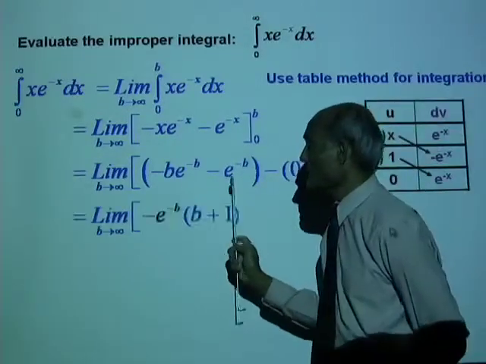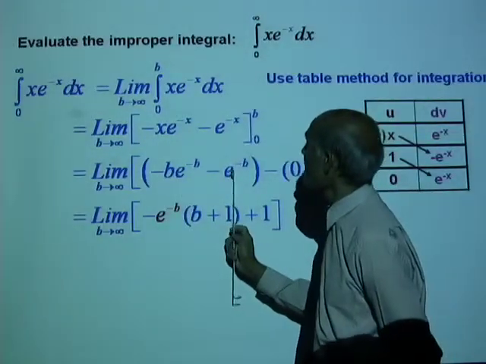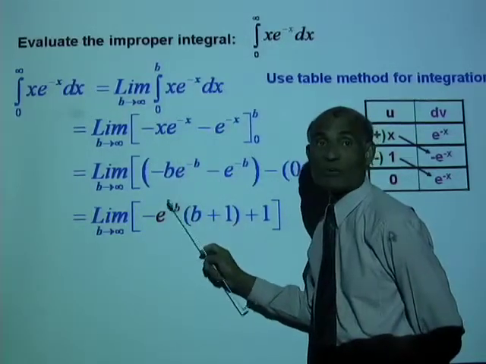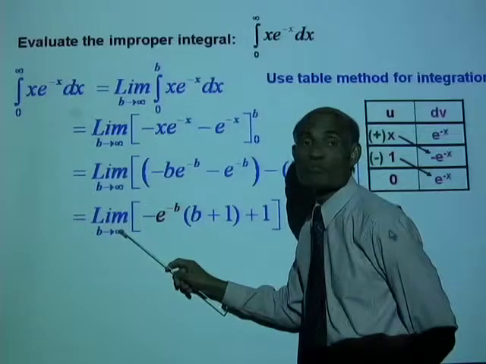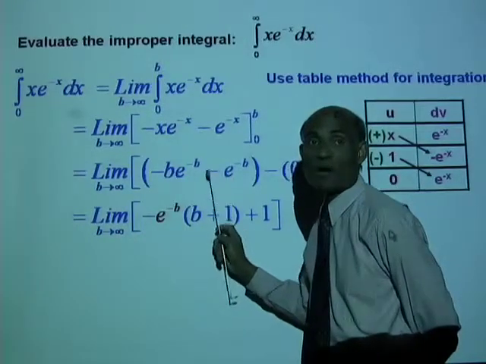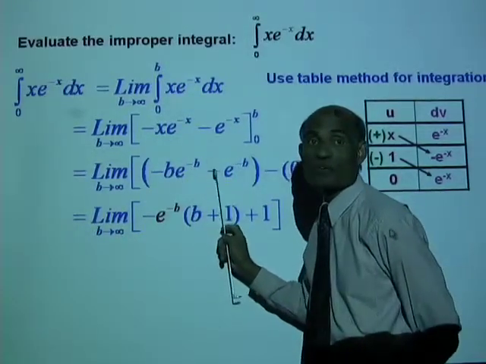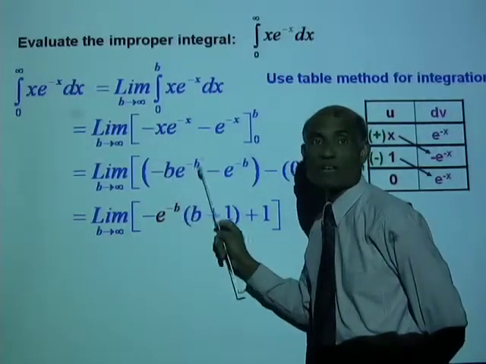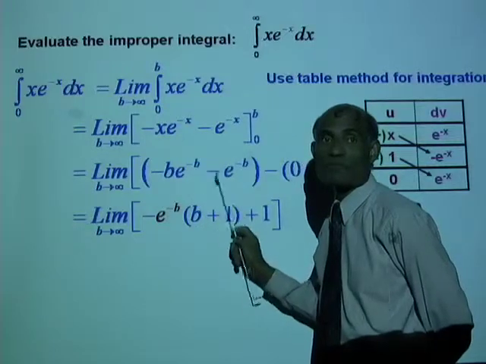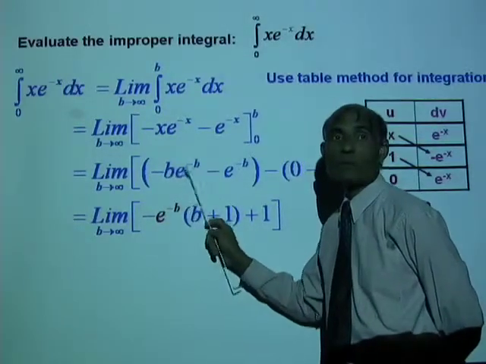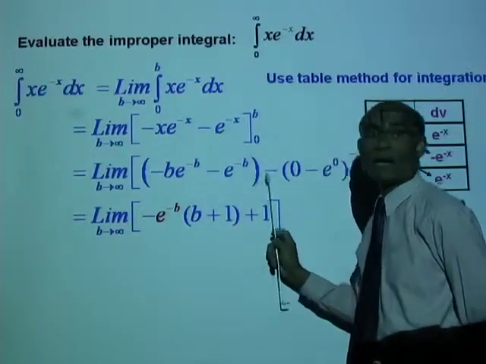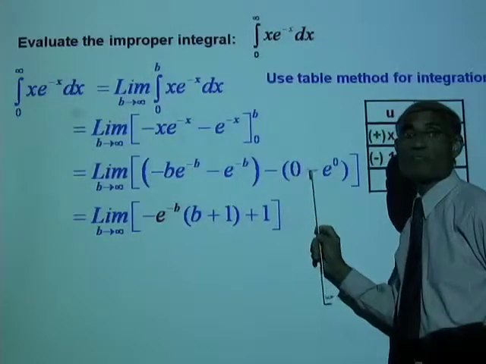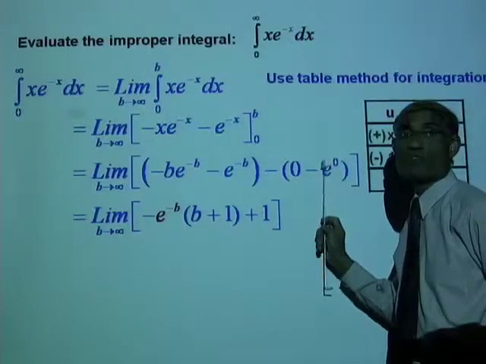Okay, now tell me, we can factor out e to the power of negative b from here. So that will be limit b approaches infinity, and you can take out a negative e to the power of negative b. A negative is common, e to the power of negative b comes out, leaving a b plus 1 here. And what is in here? That will be negative, negative, positive, e to the 0 is 1.